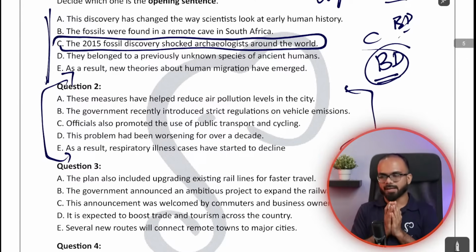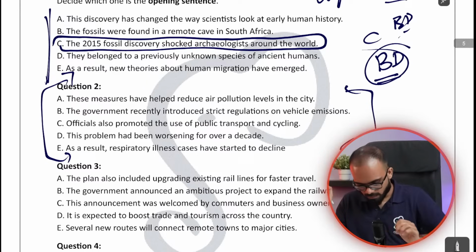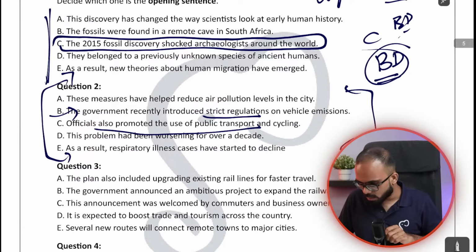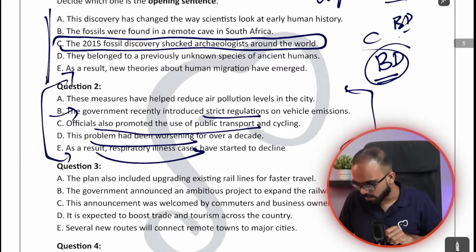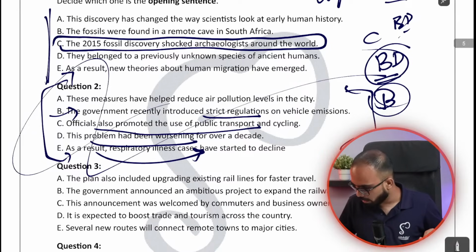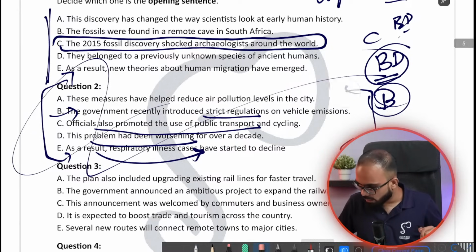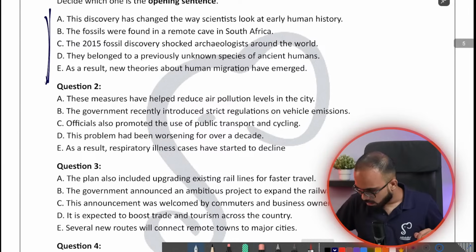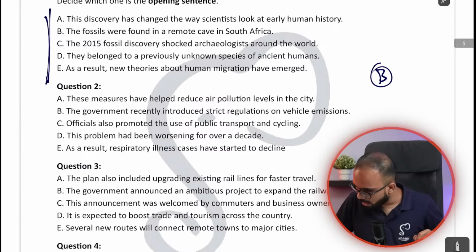These measures have helped to reduce air pollution levels in the city. Government recently introduced strict regulations. This looks like one sentence. Officials also promoted the use of public transport. This problem has been worsening as a result of respiratory illnesses. So B is the opening sentence. Now, I want you to give me a pair without involving answer choice B. That is, don't give me a pair with B, exclude B, and give me any one pair.